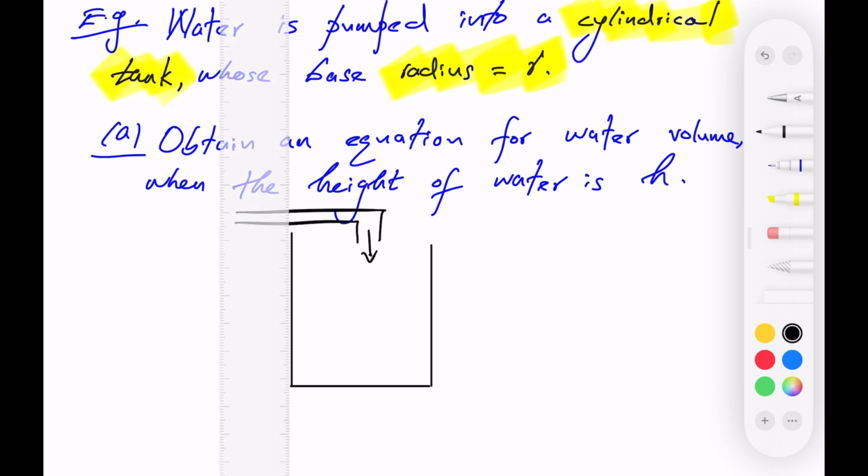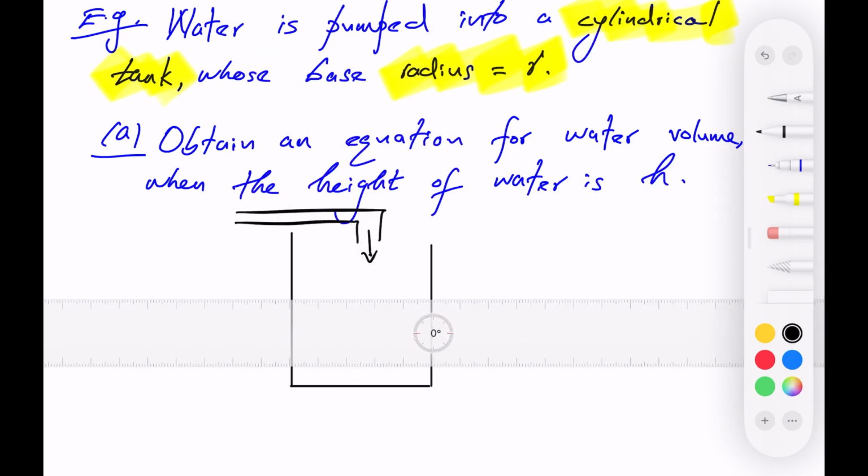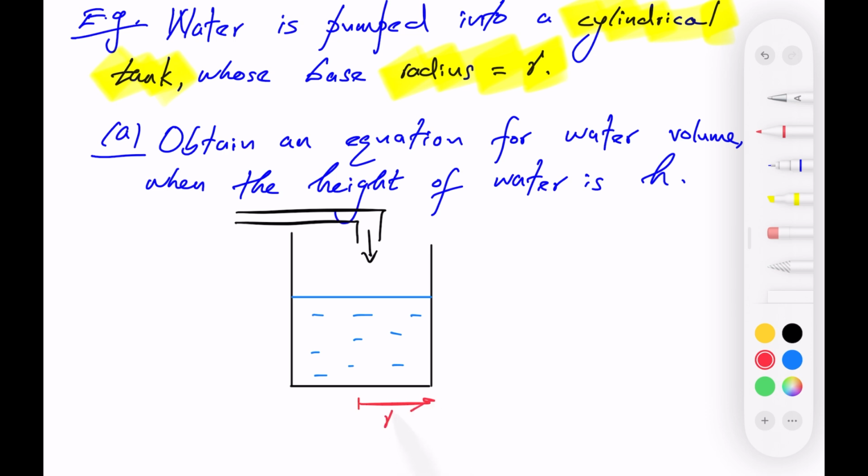Once you pump water, the water level will increase. Let's say the water level is somewhere here. This is all water. Now we will show the given information. Radius is given as r. So let me show the radius of that cylindrical tank. Let's say this is r. We need to obtain an equation for the water volume when the height of water is equal to h. So let me show the height of the water. This height right here is equal to h.